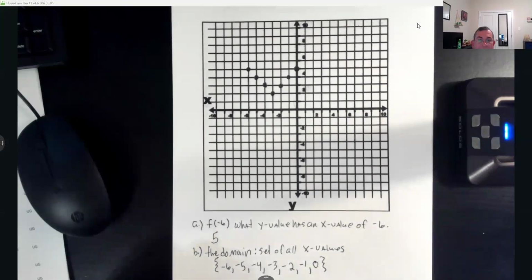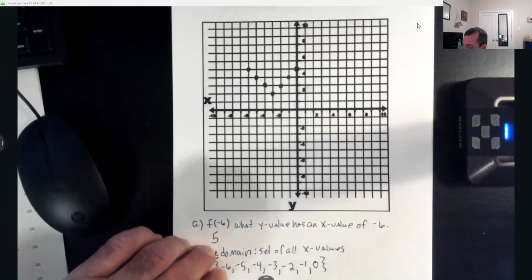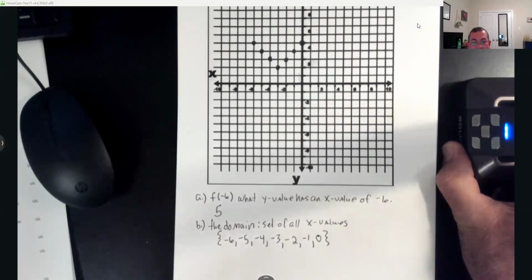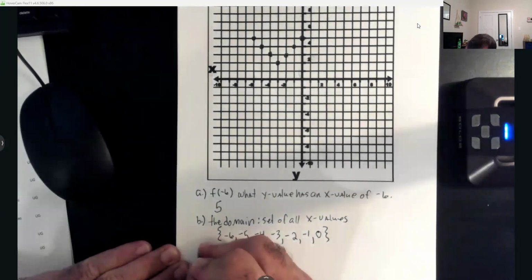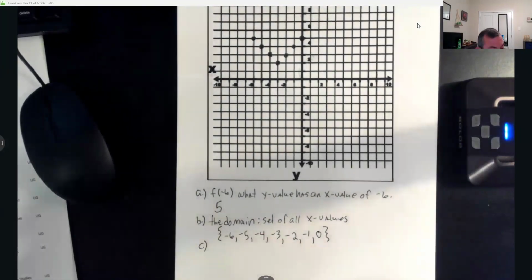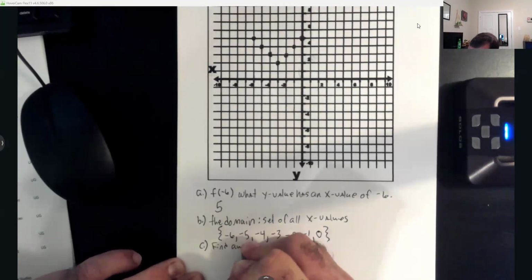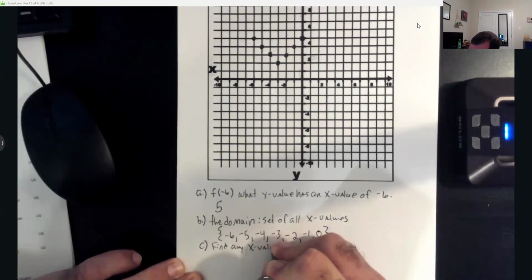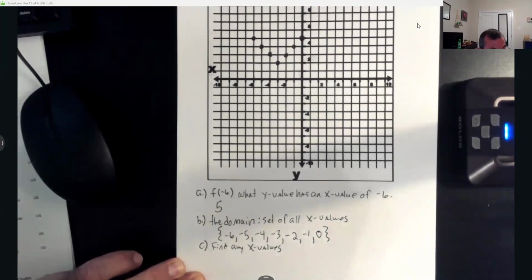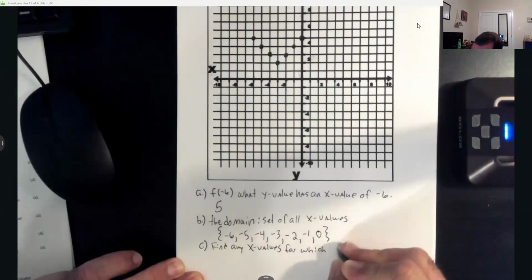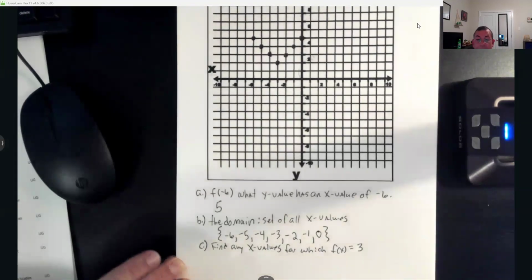Hey, so y'all, that's the trick on that. Now, for part C on this one. So let me bring the camera down just a little here. So for part C on this one, they want me to find any x values for which f of x equals 3.